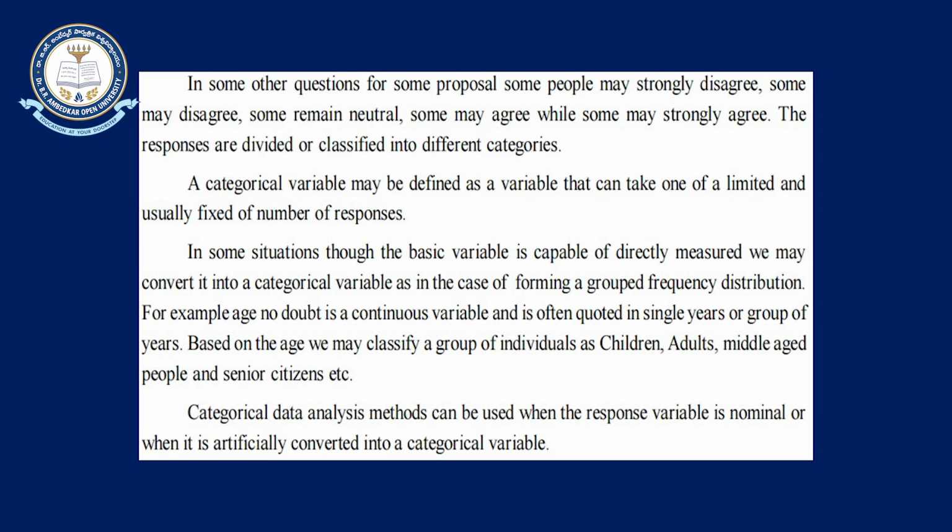In some situations, though the basic variable is capable of being directly measured, we may convert it into a categorical variable, as in the case of forming grouped frequency distributions. For example, age is a continuous variable, often quoted in single years or groups of years. Based on age, we may classify individuals into groups such as children, adults, middle aged people and senior citizens. It is categorical data, so we can apply these methods. This is also one of the scenarios.